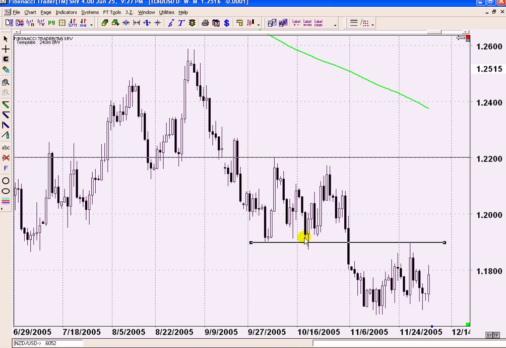This level of support, these candlestick lows, provide support to the market as it trades within this range. It's approximately a 300 pip range, and the idea is that at the base of the range you want to look to be buying, and at the top of the range you want to look to be selling.